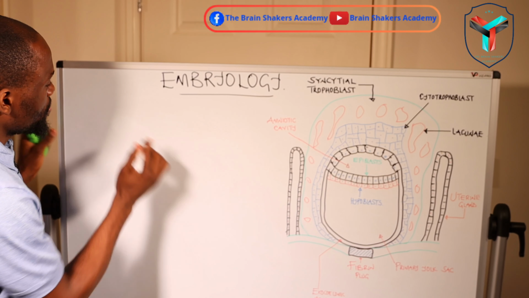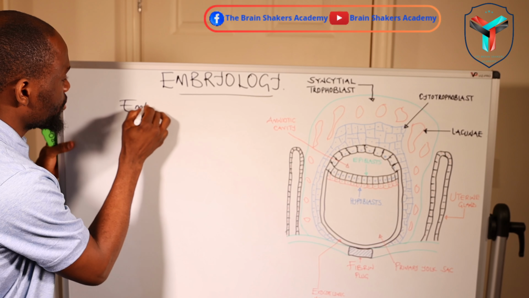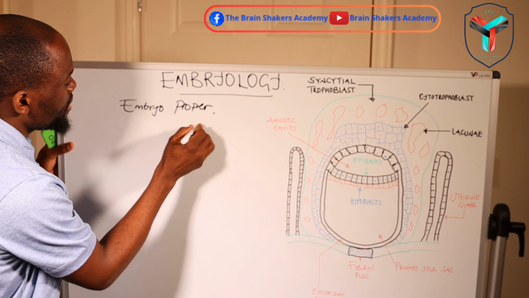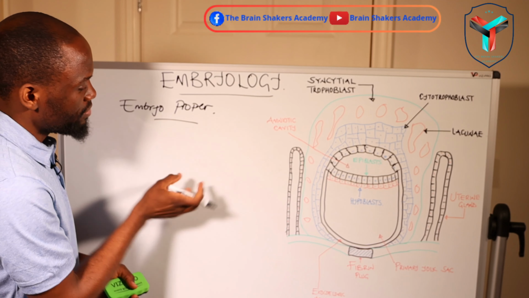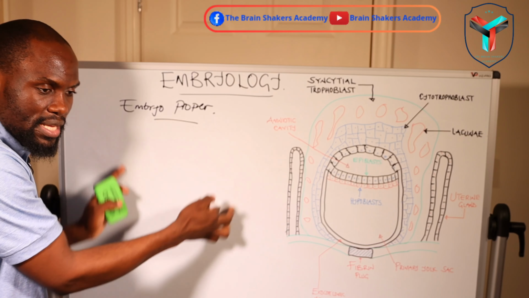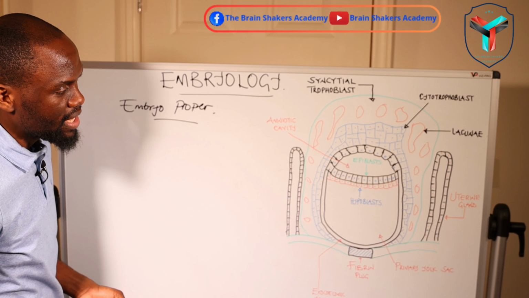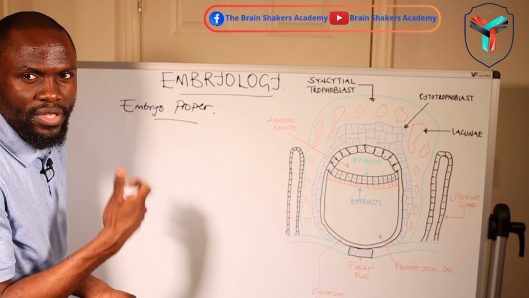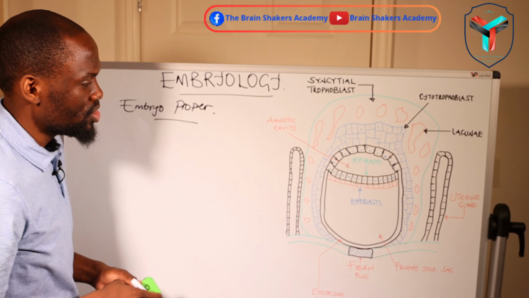Okay, so we will call that the embryo proper. It means that that is where the embryo is going to emanate from, the inner cell mass, while the cells on the outer part, which is the trophoblast, will then differentiate into the cytotrophoblast and the syncytial trophoblast.